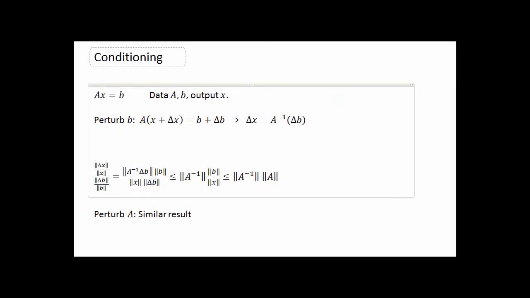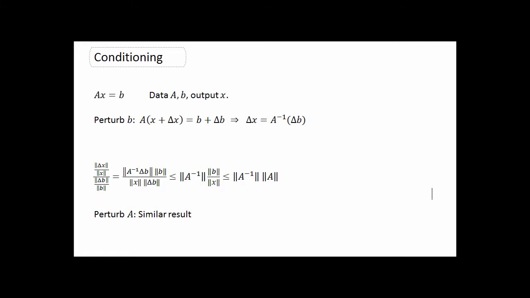In order to talk about the conditioning of the linear system problem, we need to identify the data for the problem and then the solution. So when we're solving AX equals B, the data is the matrix A and the right-hand side B, and the result is the vector X. So we want to see what happens to X, how does X change when A and B are perturbed.